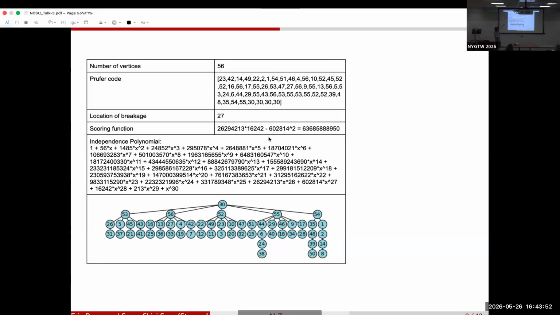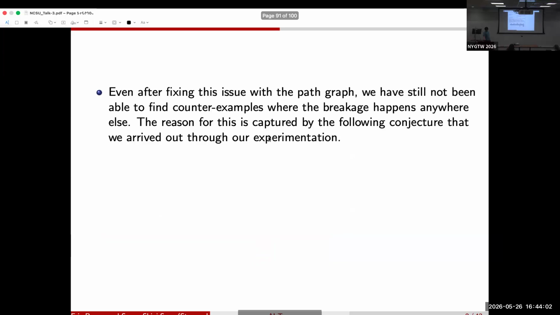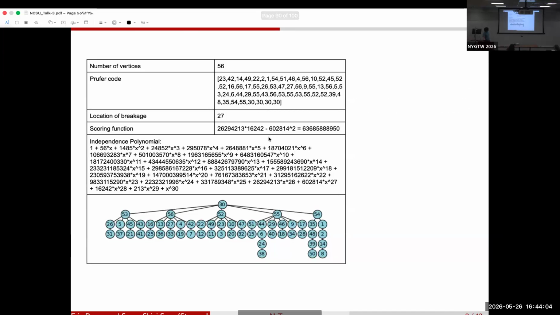So here is an example. This is at n over 2 minus 1, right? With n equal to 56, n over 2 would be 28, but the breakage is happening at 27. And this is what the tree looks like. And indeed, if I'm not mistaken, I do think we found those counterexamples of Galvin that were known previously as well. So we did rediscover the known counterexamples, and we found new counterexamples at this point.